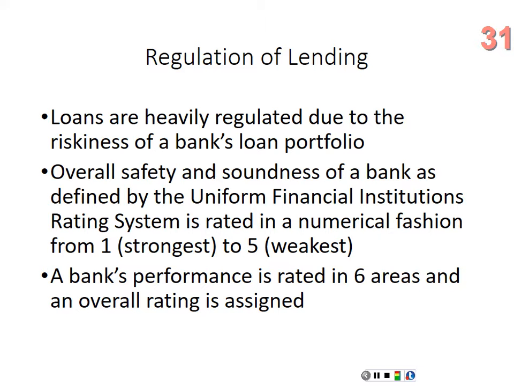Now, when it comes to regulation of lending, loans, one of the first things that regulators look at. They walk into a bank, they're going to examine the bank for its safety and soundness, and one of the first things they look at are loans, because they want to know, is your bank making good loans or bad loans? So they're going to look at that. The overall safety and soundness of a bank is defined by what's called the UFIRS, the Uniform Financial Institution Rating System, and banks are rated from 1 to 5, 1 being the strongest, 5 being the weakest.